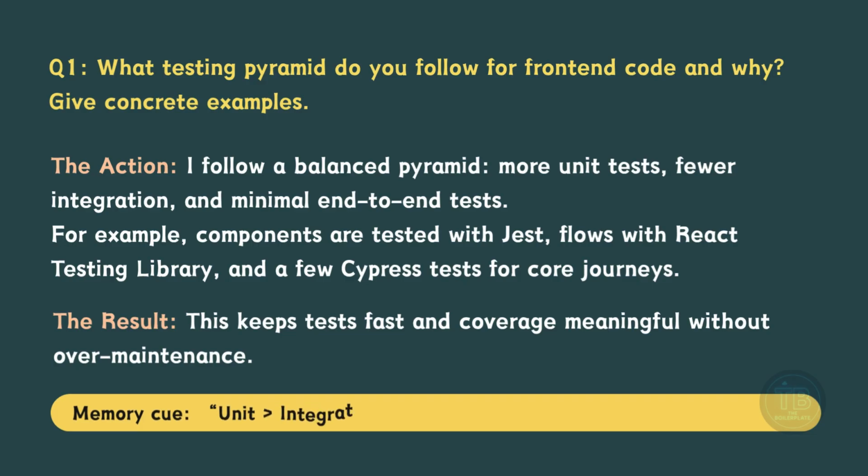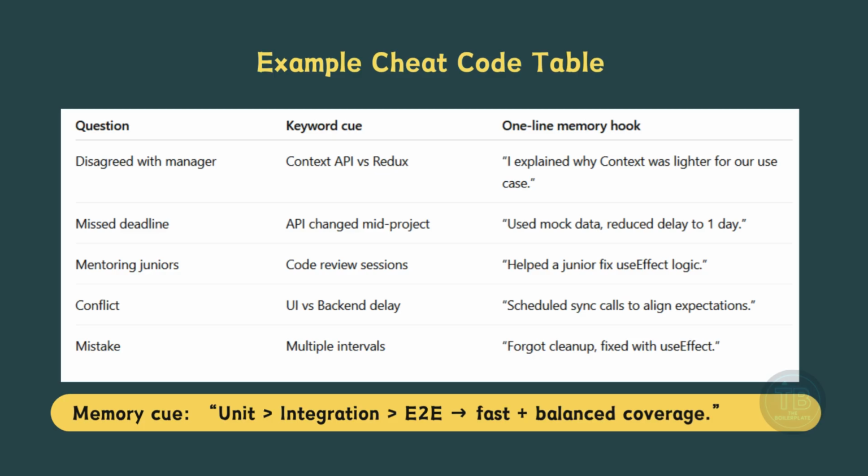The memory cue is just to give you the hint, and this is something that you can add in your cheat code table. Now if you ask me where the cheat code table is, I would request once again, please go check out this channel and explore the I button up above and the description box. You don't need to memorize the memory cue, it's just to give you a little connection. So unit is more than integration, and then integration is more than E2E, and then it will lead to fast and balanced coverage. So this is the pyramid.